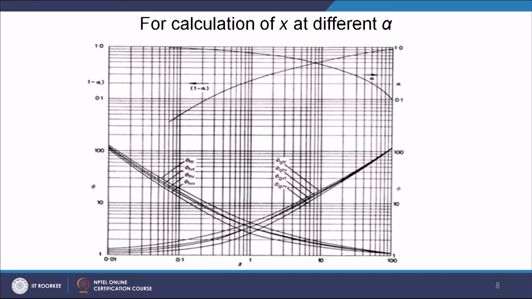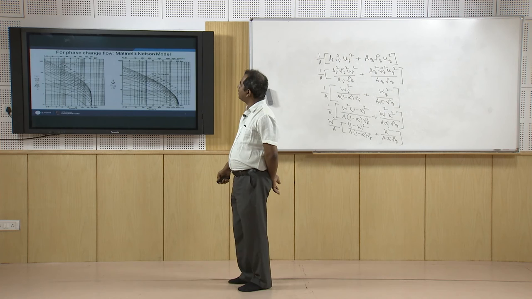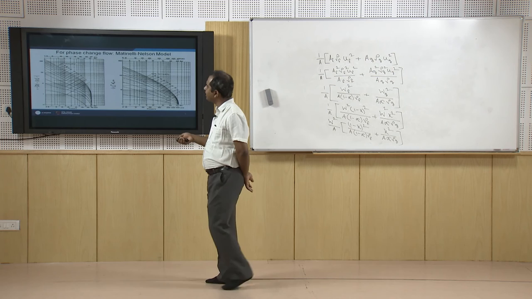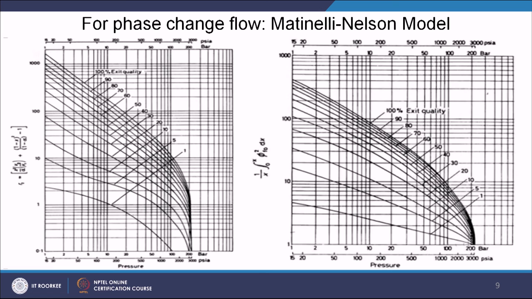Okay. Then let us discuss the next chart. So, if you are having phase change, in the Martinelli-Nielsen model, what we will be understanding over here, you see, is actually gamma. So, what is this gamma? Gamma is nothing but whatever you have seen in this brace. Okay.